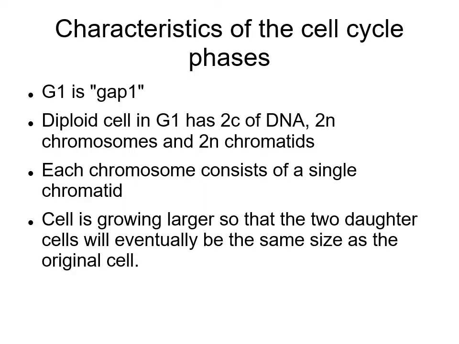Importantly, the characteristic in terms of DNA content and chromosomes. The diploid cell, remember we're diploid, we have 2C of DNA, which is to say we've got 2 copies of each chromosome, 2N chromosomes, and 2N chromatids. Now I think putting some numbers on here makes this a little easier to see. We know that our haploid chromosome number N is 23. So when we start the cell cycle, we have 46 chromosomes in our cells. Each chromosome consists of a single chromatid, so that's 46 total chromatids, one for each of the 2N chromosomes.